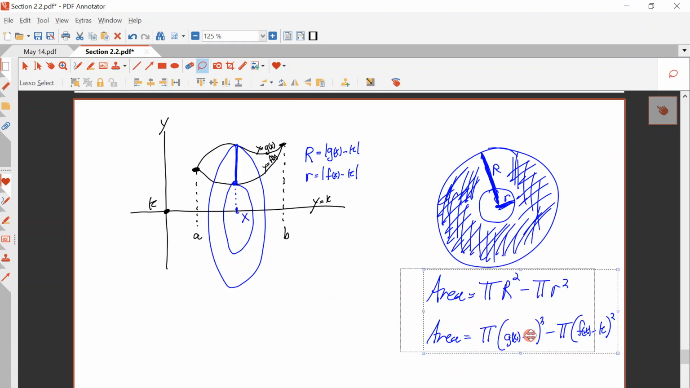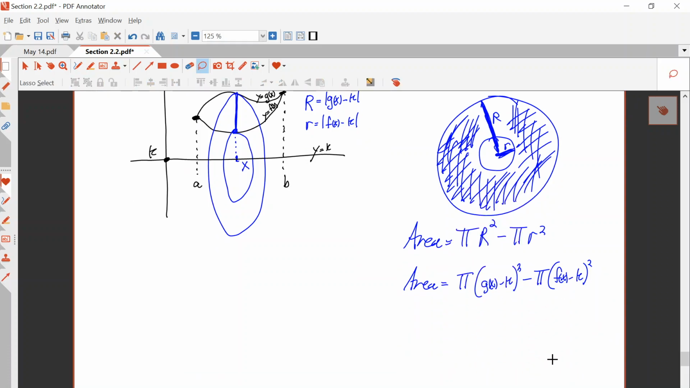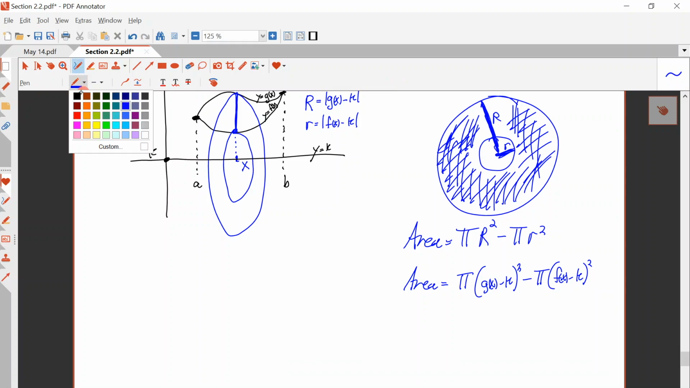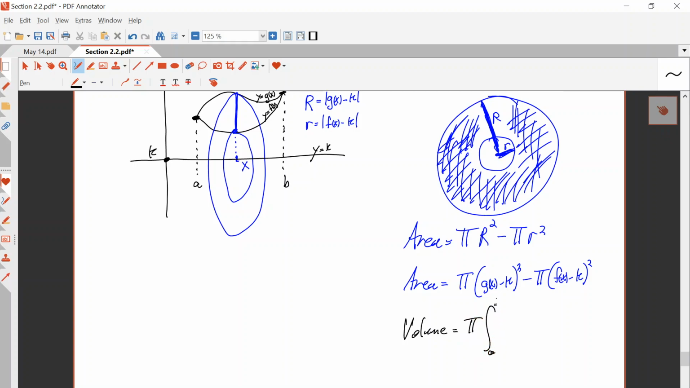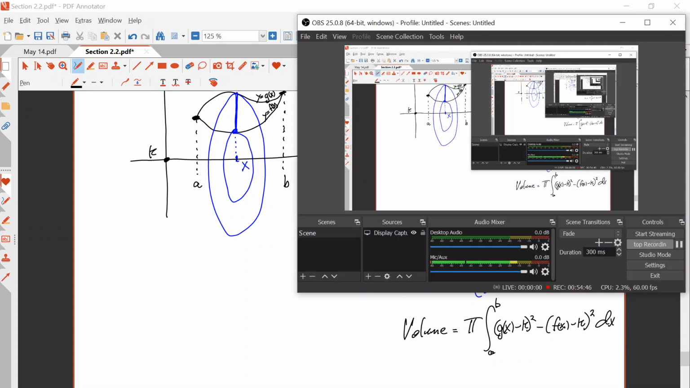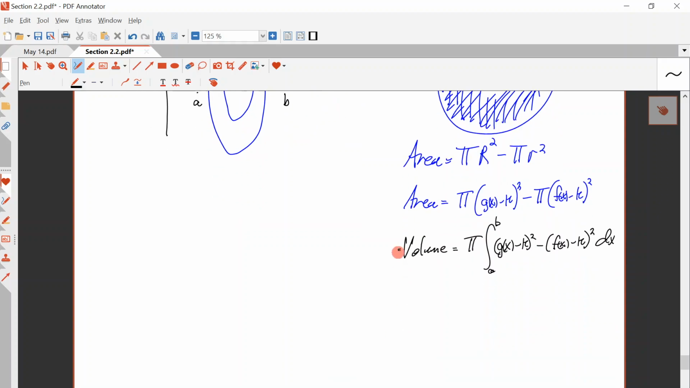So the volume is equal to pi times the integral from a to b of (g(x) minus k) squared minus (f(x) minus k) squared dx. All right, so let's do a quick example of that. Okay, we're almost at an hour.